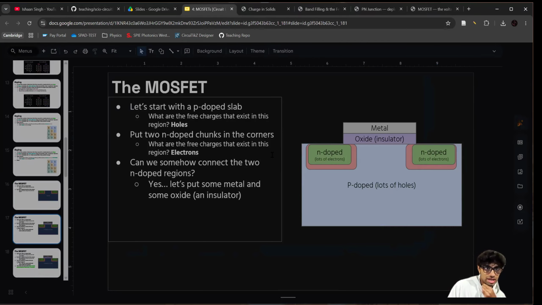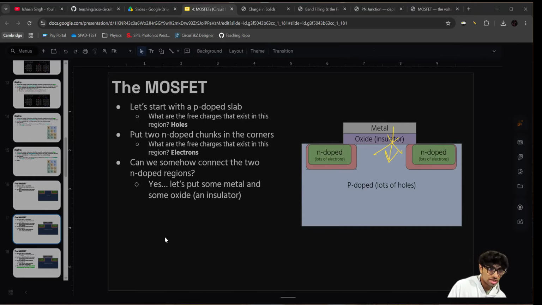Now, let's add a layer of metal and some oxide. The goal will be to apply some voltage on the metal such that we attract or repel charges within the p-doped region without allowing any current to get through. So we do not want current to get through. We just want to create a field and have that electric field affect things within the semiconductor material.